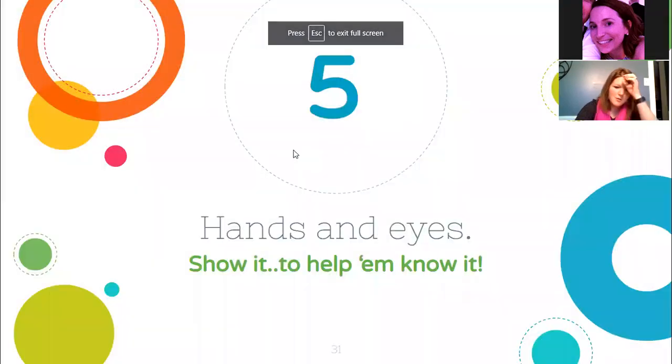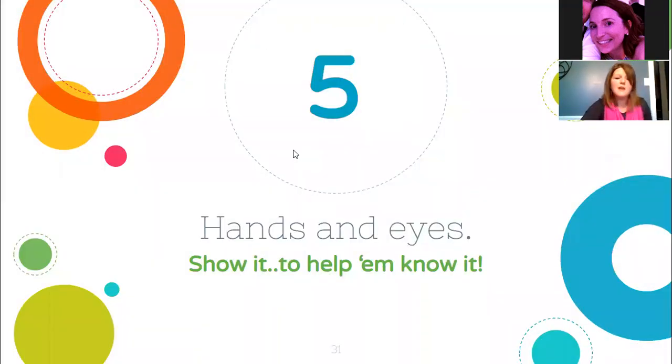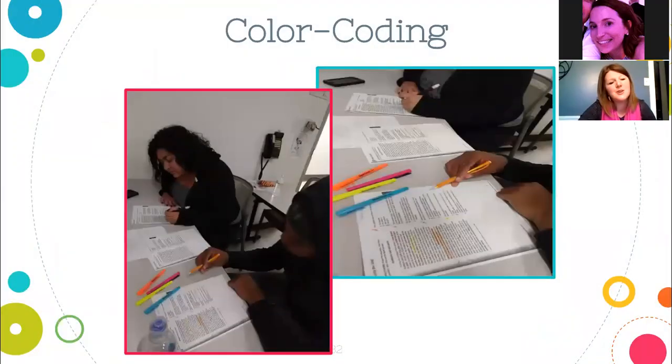We'll skip that too. And number 5, our last one, hands and eyes, show it to help them know it. This one, I didn't know what to call this. This is a weird name for it. But really, this is just helping out our kinesthetic learners and our visual learners, the people who really need to see things and experience them to learn.